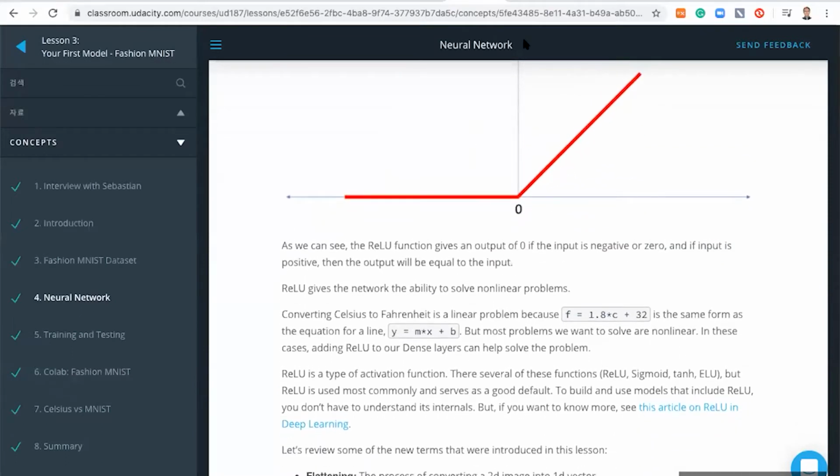So for example, in a dense layer, we said that there is an expression like Wx plus b, where W was called the weight and b was called the bias. But when we add the ReLU here, the ReLU actually means max of Wx plus b, comma, 0. So this is the meaning of the ReLU function.